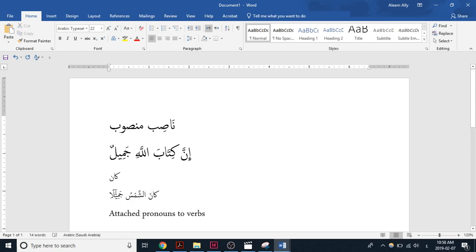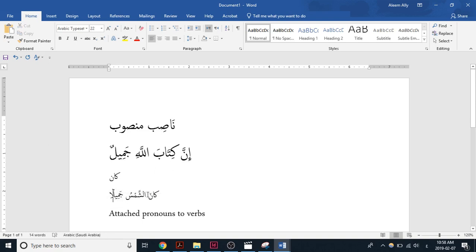And then jamilan. See, that's kind of weird. Why is it in a state of nasb? That's because kana targets the khabar and it turns it into a state of nasb. It's literally the opposite of Nasb Mansub. Remember with Nasb Mansub, it targets the mubtada and makes it nasb? Well, kana targets the khabar and makes it nasb. And it makes it called the khabar of kana.